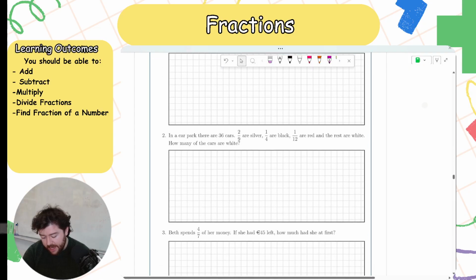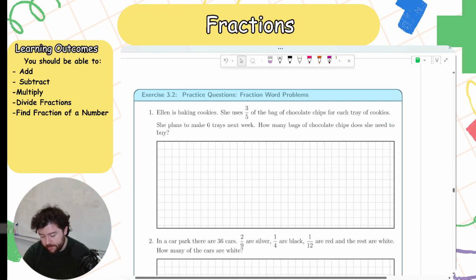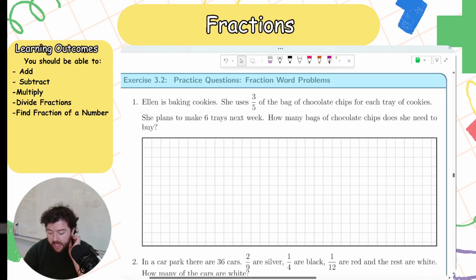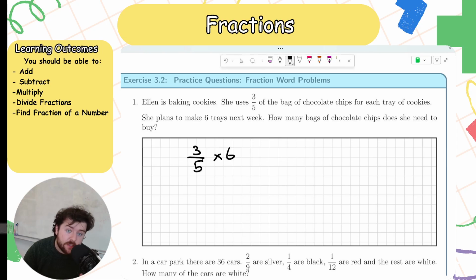So let's just look at a word problem. Helen is baking. She uses 3/5 of a bag of flour for each tray of cookies. She's planning on making 6 trays next week. How many bags of flour does she need? Well, she used 3/5 of a bag per tray, for 6 trays. So instead of going 3/5 plus 3/5 plus 3/5, we can just do 3/5 times 6.